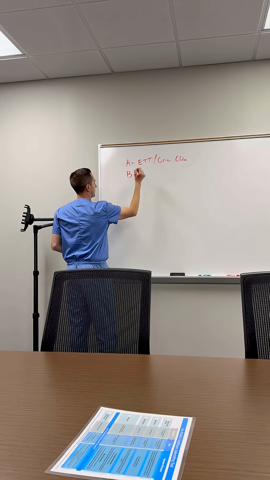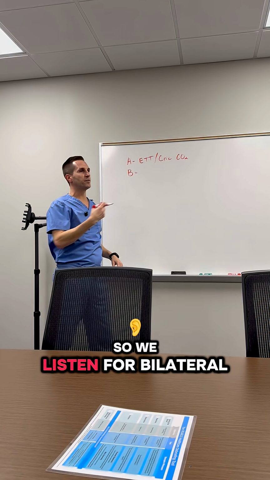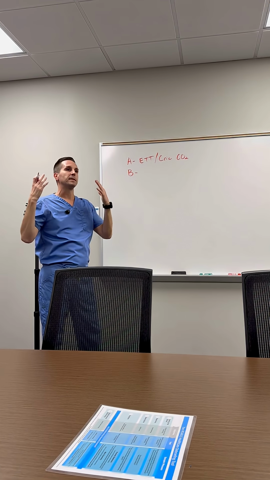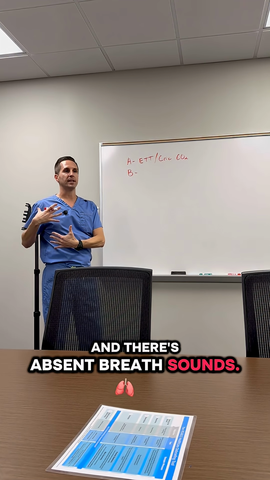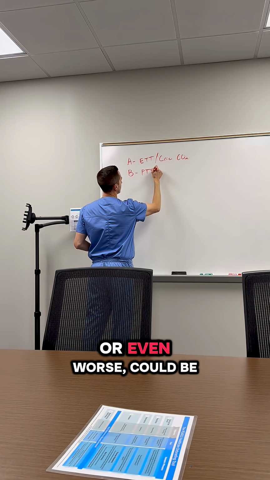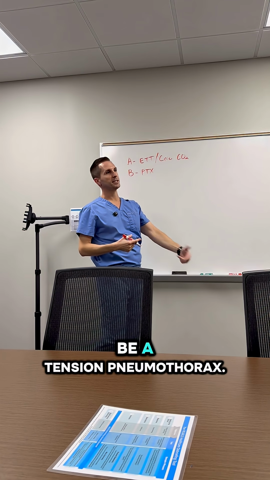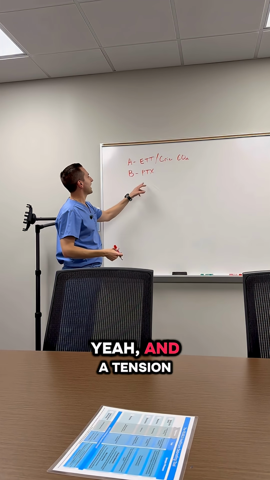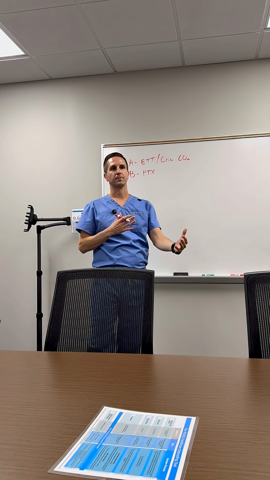B. So, okay, we listen for bilateral breath sounds. Say the patient's trachea is deviated away and there's absent breath sounds on the right. What are we thinking? Yeah, pneumothorax, or even worse could be a tension pneumothorax.